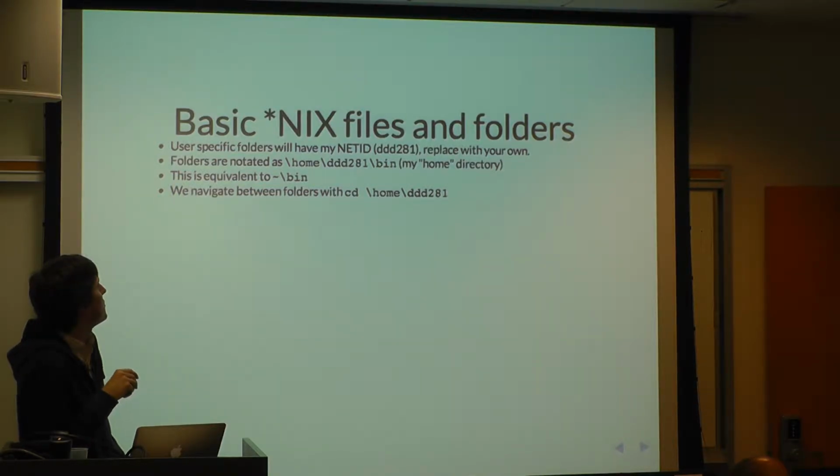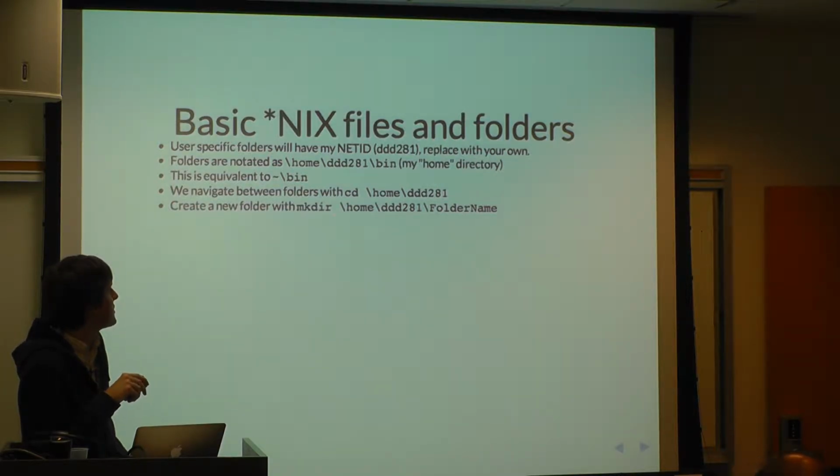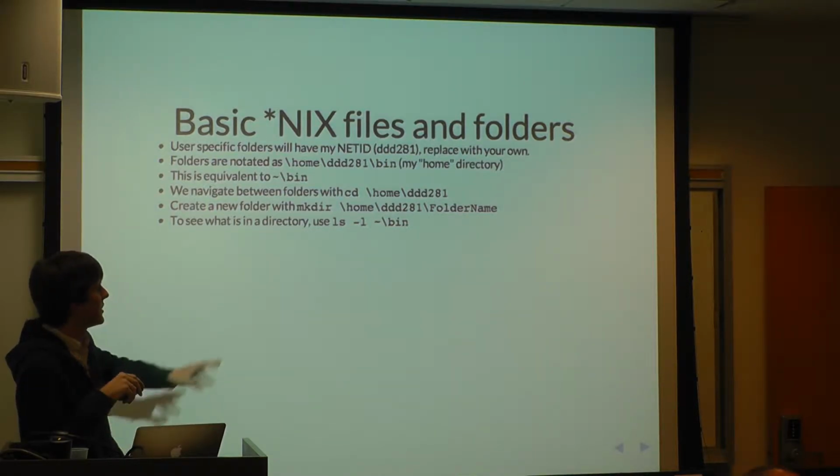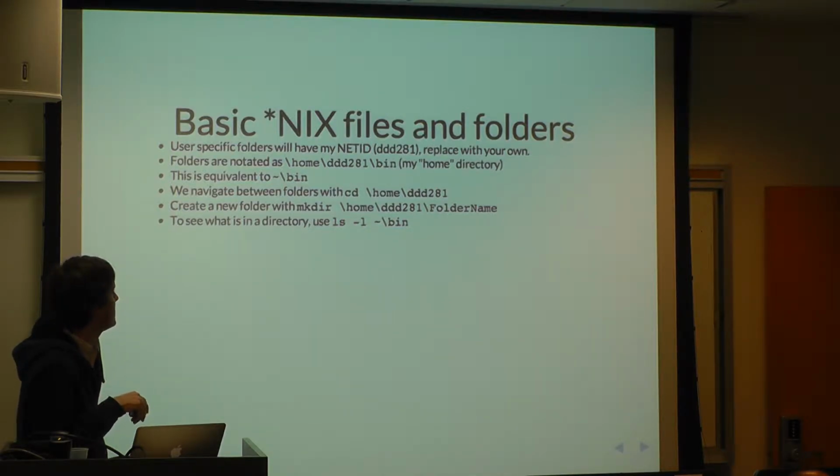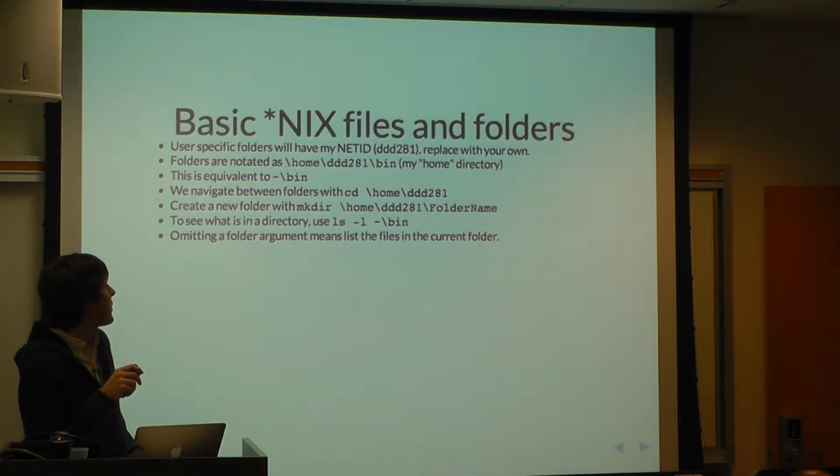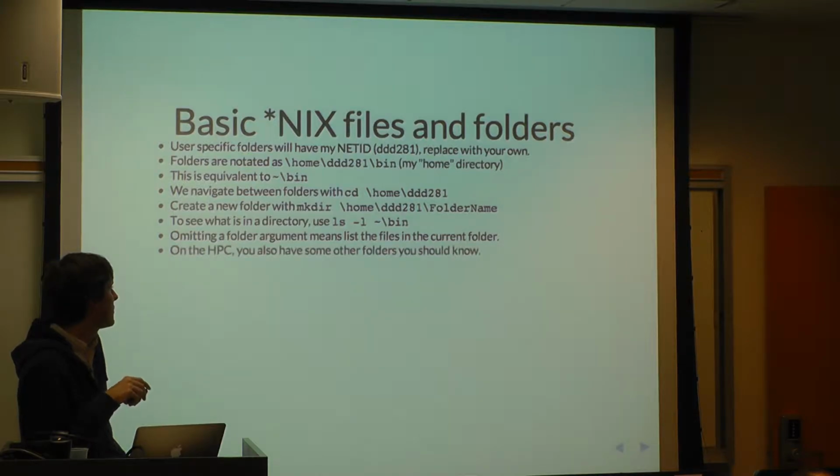So we navigate between folders with cd. We can create new folders with mkdir. So this would create a folder named folder name in my home directory. To see what's in a directory, use ls -l, which will give you additional information. ls, like list files, is what it means. Omitting a folder argument means list the files in the current folder. This is just sort of basic stuff.